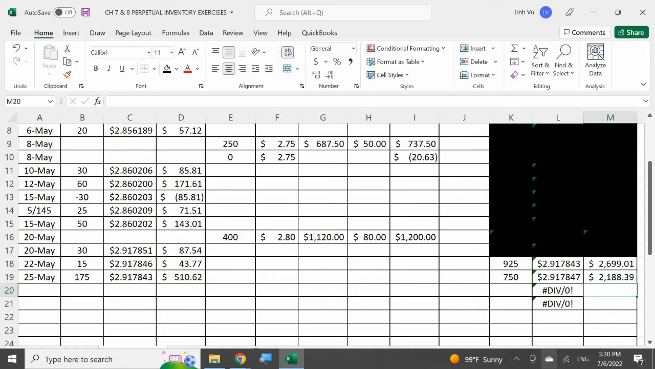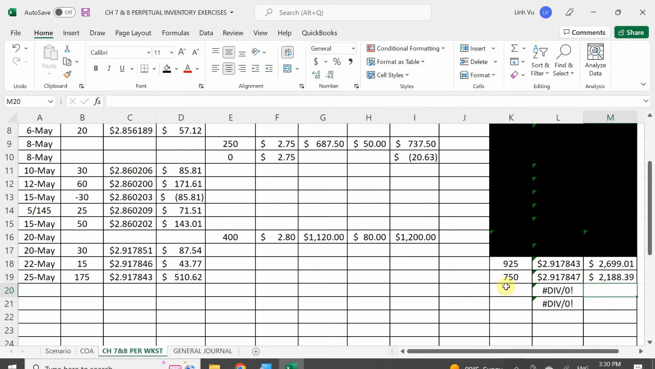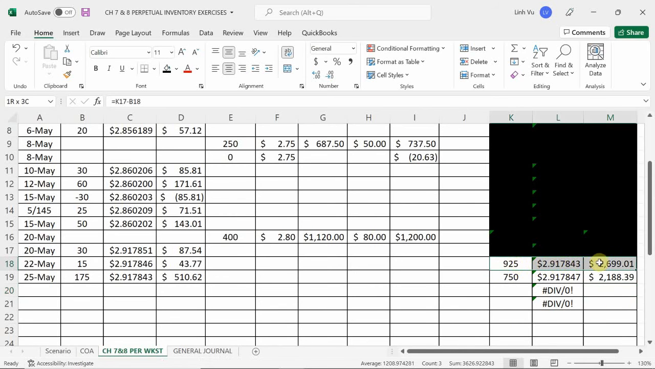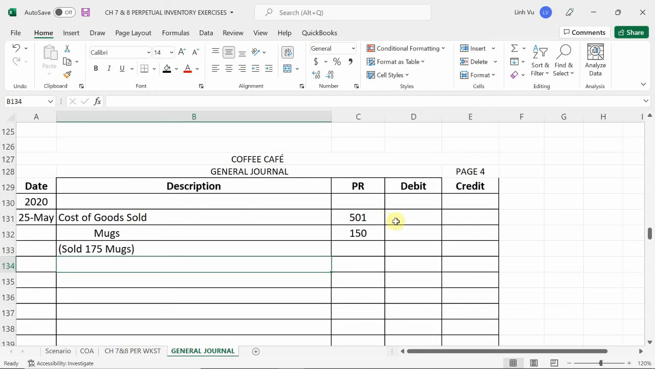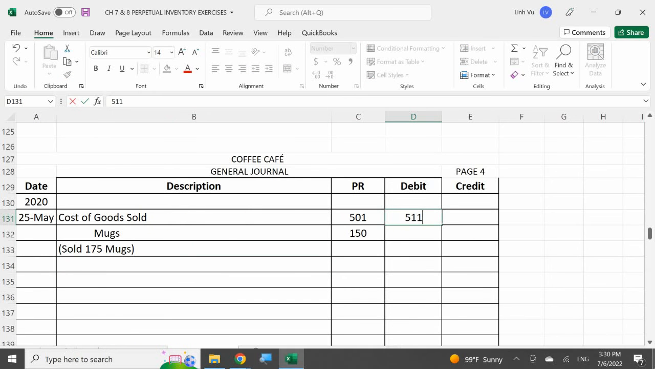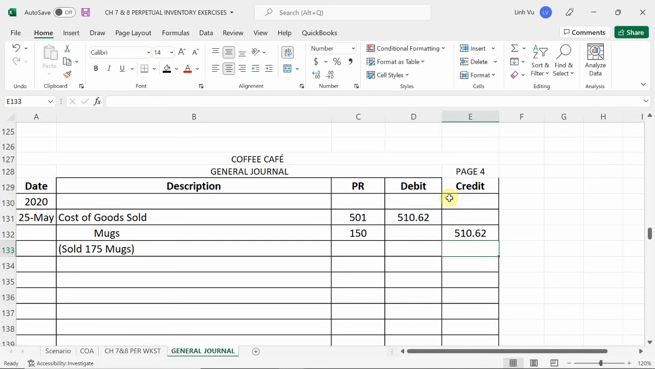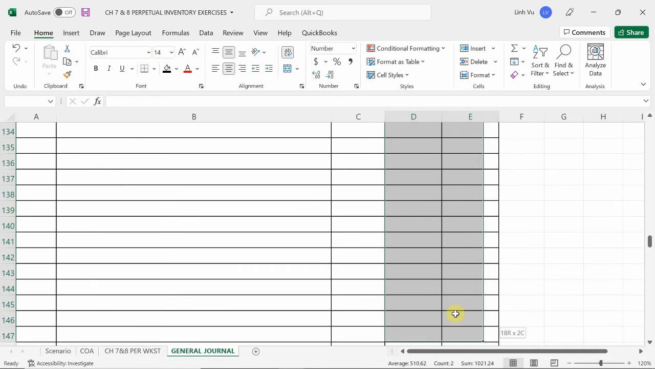All right. So now my average cost per item has increased by 400,000th of a penny. Now I only have 750 units left remaining to sell. And it cost me a total of $510.62 to sell all 175 units. Okay. So 510.62.